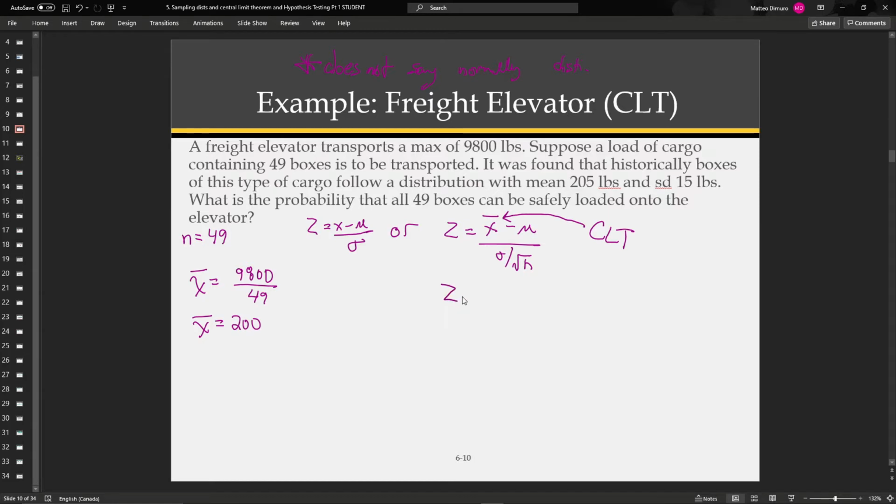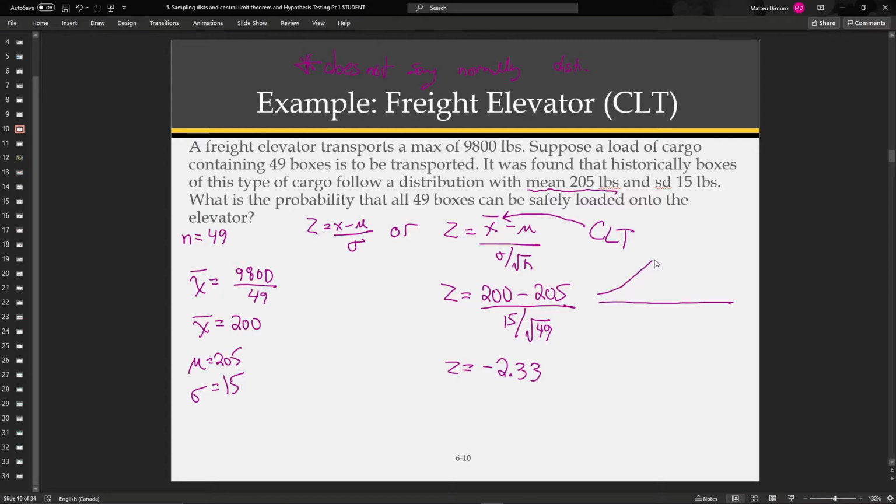So here we go. We can pop everything in here. The mean is 200, and we can subtract the population mean. It says that normally the boxes are 205 pounds, so that's mu, 205 pounds. I didn't write down the standard deviation. It says it's 15. So we subtract mu, which is 205, divided by the standard deviation, 15, divided by the square root of n. There we go. Now when we get our Z-score, type it in on your calculator, you're going to get negative 2.33.